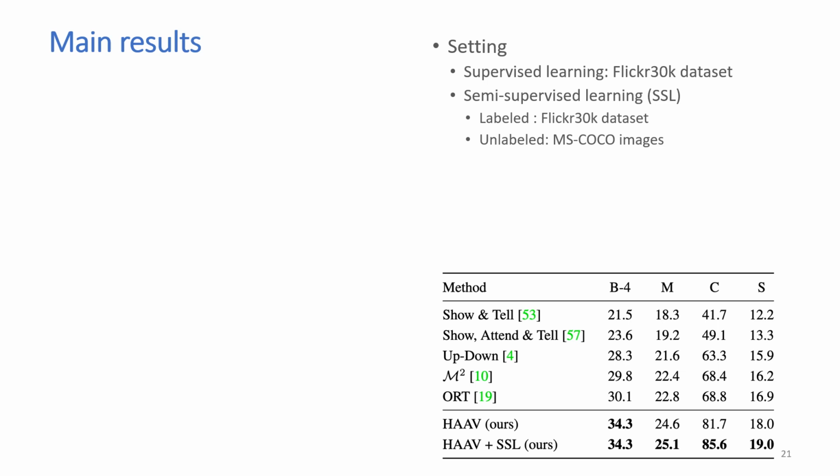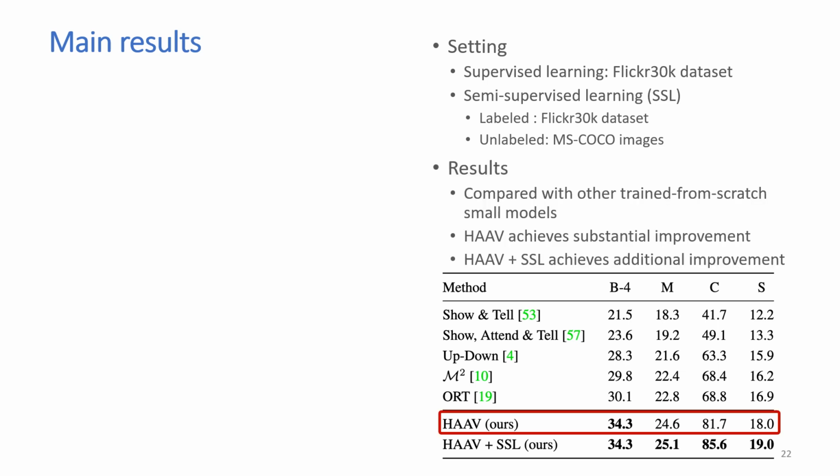Since our method incorporates contrastive loss across views to improve representation learning without relying on labeled captions, we therefore train our model in a novel semi-supervised way by incorporating unlabeled images from the MS-COCO dataset. In the supervised training setting, our method achieves substantial performance improvement compared with other trained-from-scratch smaller models. By incorporating additional unlabeled images and training our model in a novel semi-supervised way, our model is able to achieve additional performance improvement on top of the already strong supervised results.